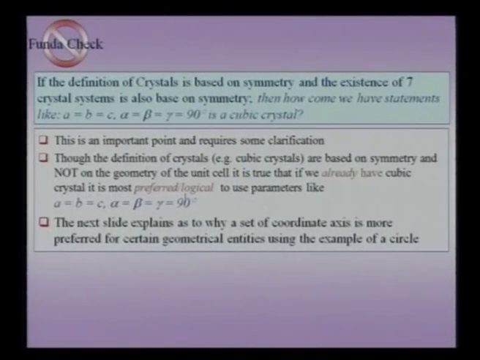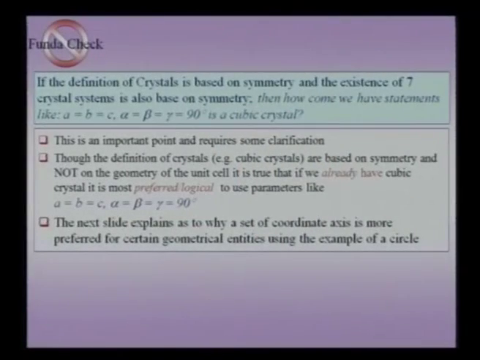I would like to show you that the choice of unit cell is something which can lead to considerable confusion, especially when you try to contrast it with the concept of a crystal. So for instance, suppose I ask myself this question: if the definition of a crystal is based on symmetry, and peeking a little ahead, we know that there are 7 crystal systems and these crystal systems are based on symmetry, then how come if you look at any standard textbook you will find a statement like this, that a equal to b equal to c, alpha equal to beta equal to gamma equal to 90 degrees is a cubic crystal?